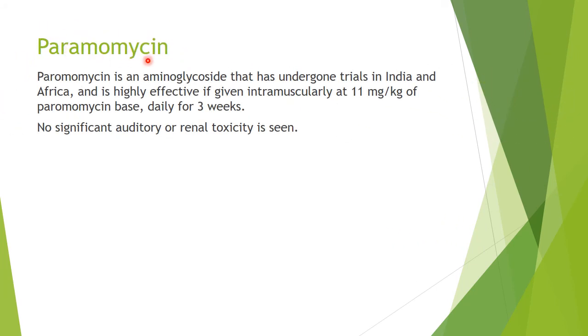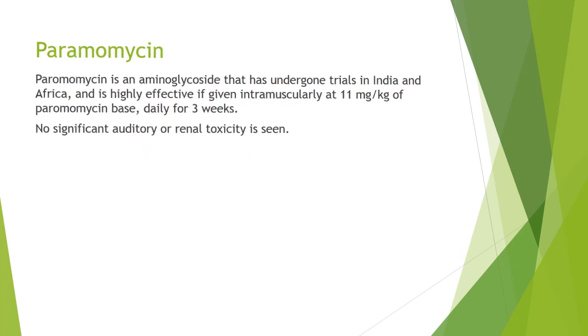About paromomycin. Paromomycin is an aminoglycoside that has undergone trials in India and Africa, and this is highly effective if given intramuscularly at 11 mg per kg of paromomycin base daily for 3 weeks. No significant auditory or renal toxicity, which is a side effect of aminoglycoside, is seen, so significant side effects are not present.